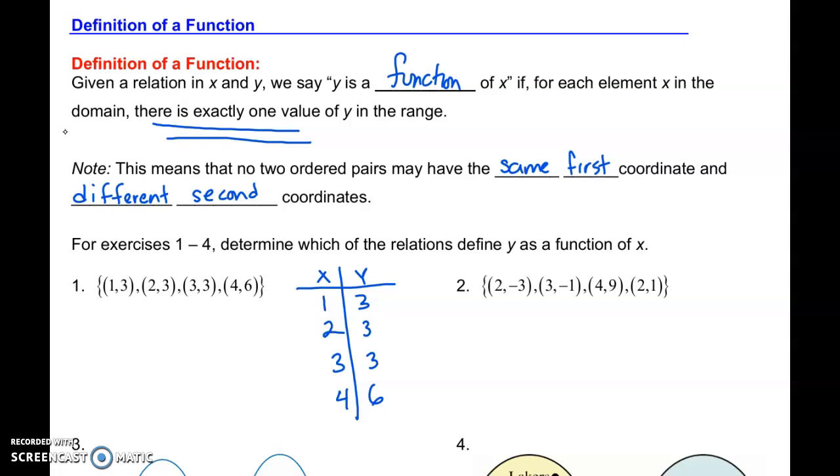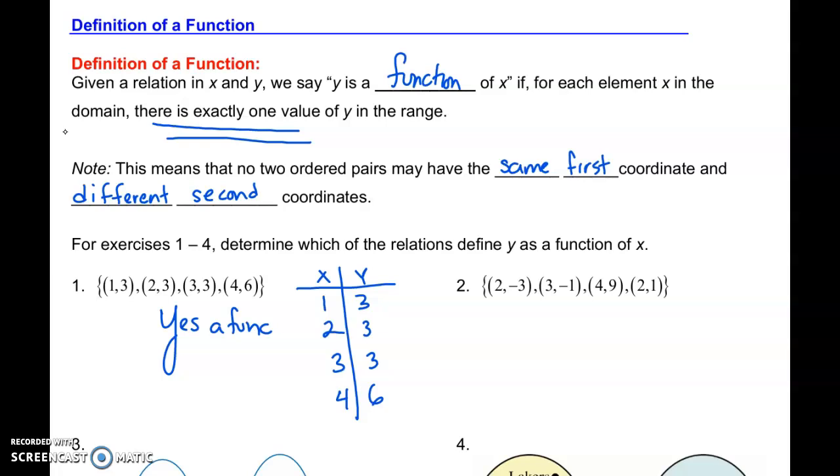Each element in the x, so these are the first coordinates, there's exactly one y value. So 1 pairs with 3, 2 pairs with 3, 3 pairs with 3, and 4 pairs with 6. This fits the definition. There are no duplicated x's here. No two ordered pairs may have the same first coordinate and different y's. So that fits our definition, and this would be a function.